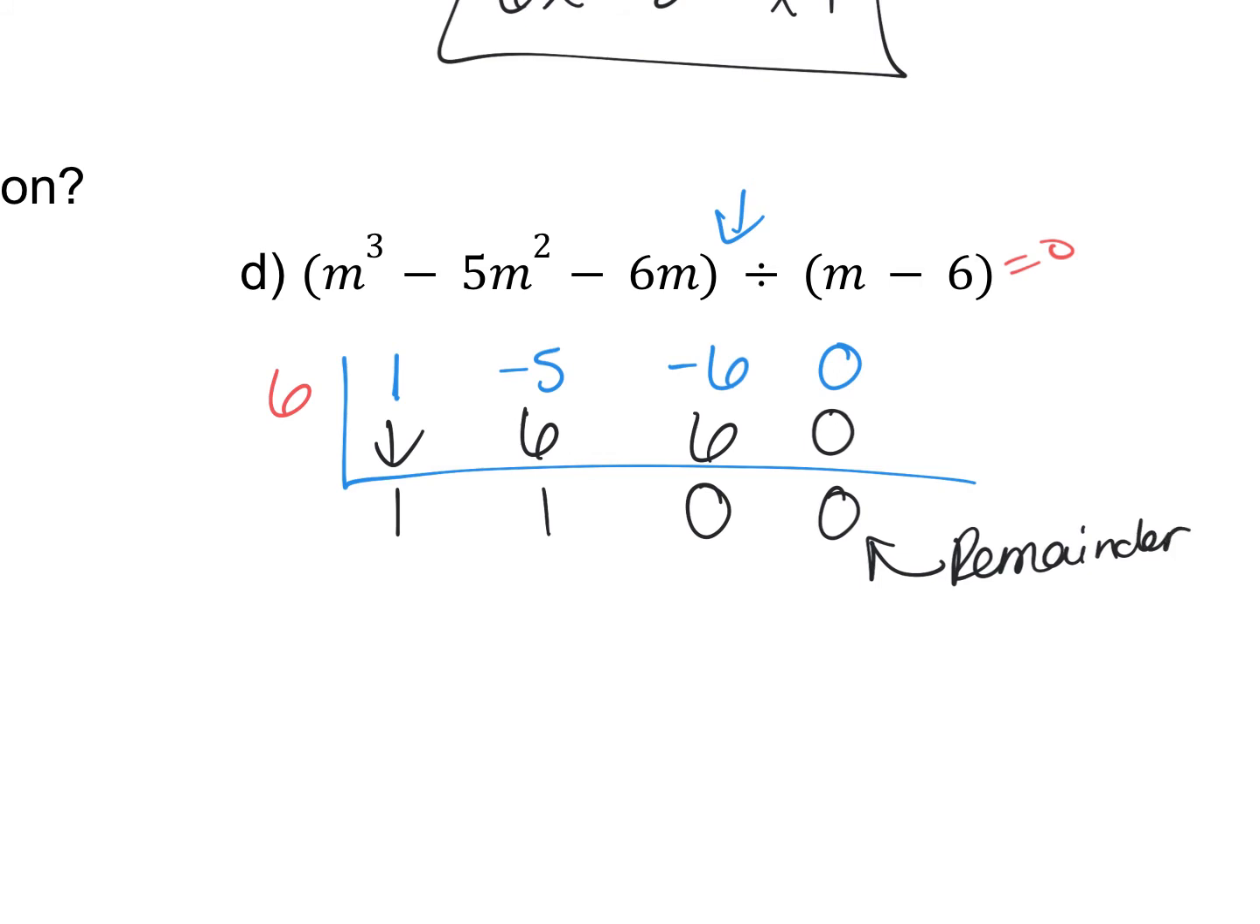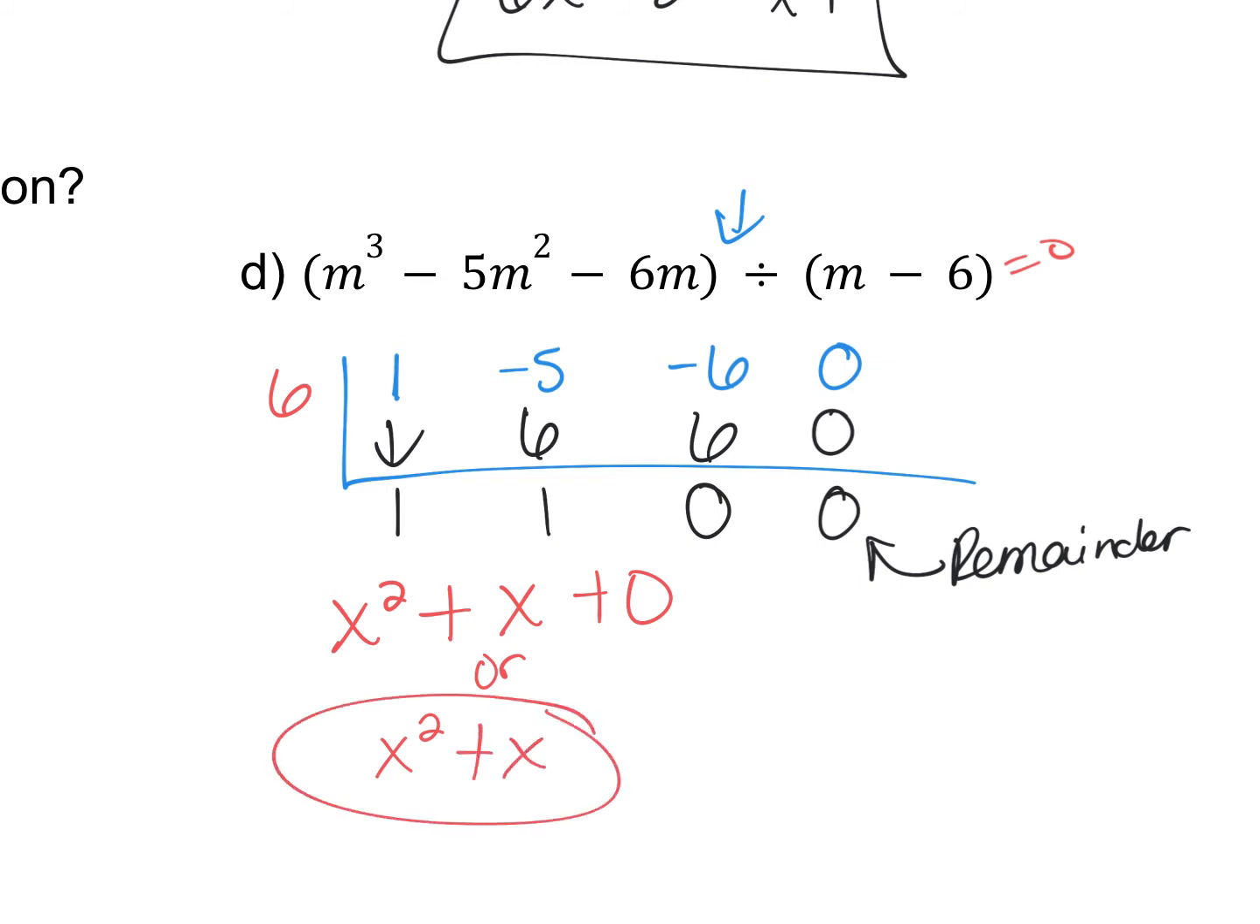So you could write it as x squared plus x plus 0, right? Because that 0 still needs a place. Or the better way to write it, honestly, would just be x squared plus x. I just realized, pretend we're talking about x's in this problem. My bad. If you want to change it to m's, you can.